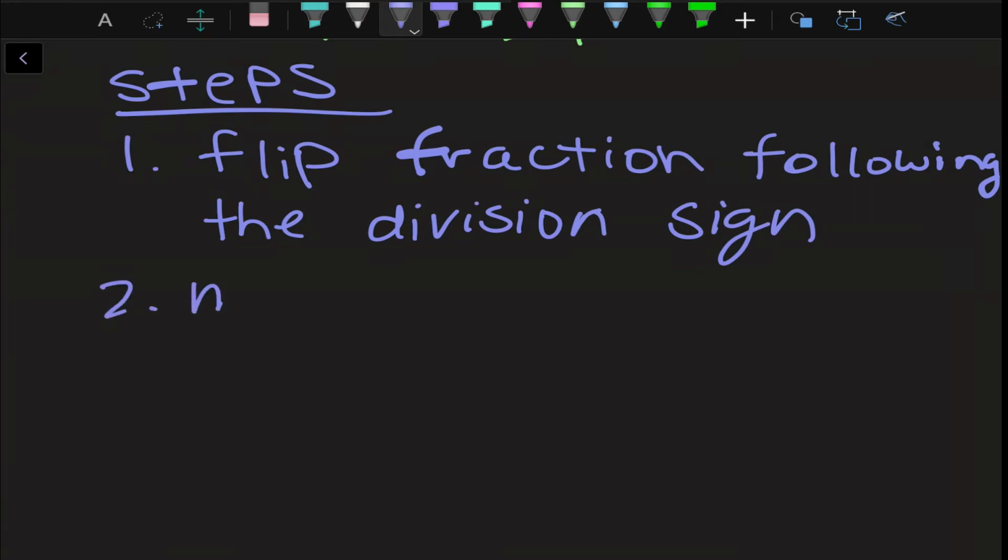And then we're going to multiply. Two steps. Pretty simple. There we can see it in writing. We're going to give it a couple more tries.